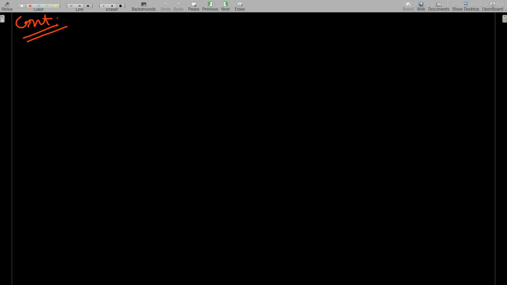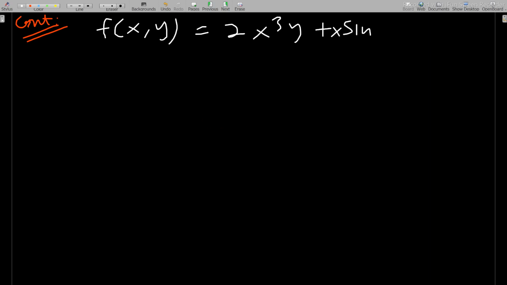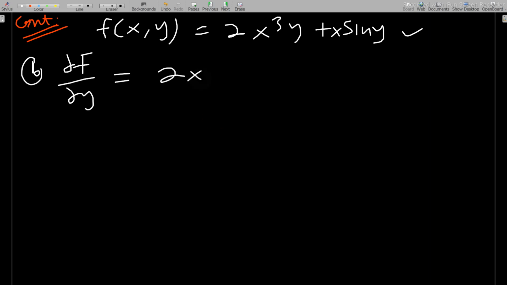Alright, so let's move on to the second one. Already our f of xy is given by 2x cubed y plus x sine of y. So our second question, which is the b part, del f del y, is simply differentiating the whole of this with respect to y, and that will be 2x cubed plus x cos of y. I hope you understand this. It's very simple like that.